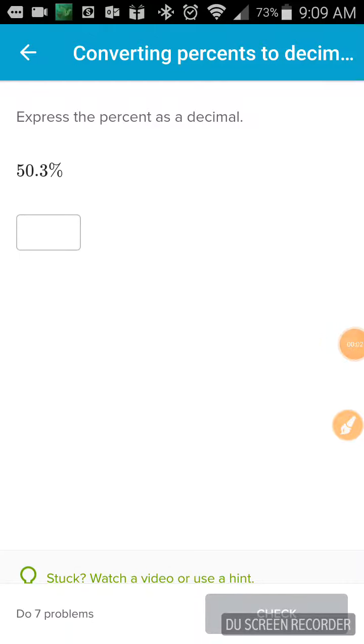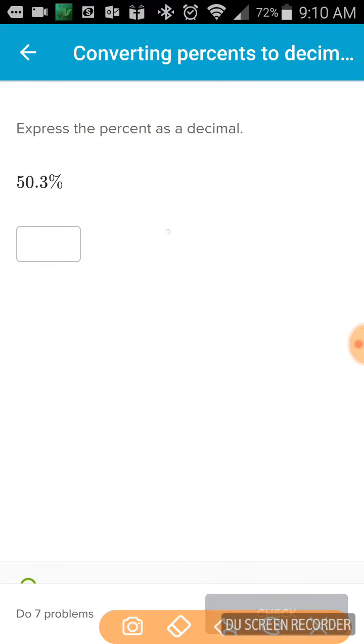So how do you convert a percent to a decimal? Well, what you're ultimately trying to do is get rid of the percent sign. And when you look at the number 50.3%, the percent sign is on the right. So you would need to hide the percent sign in order for it to no longer be a percent. So all you have to do is learn the code.